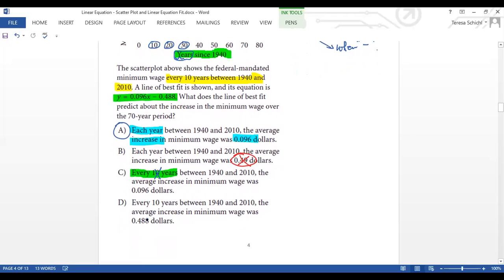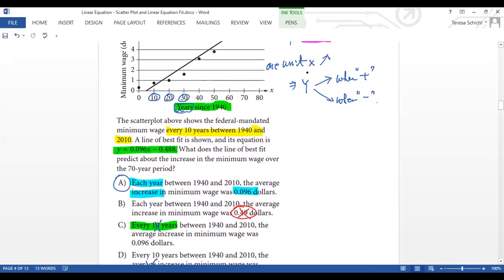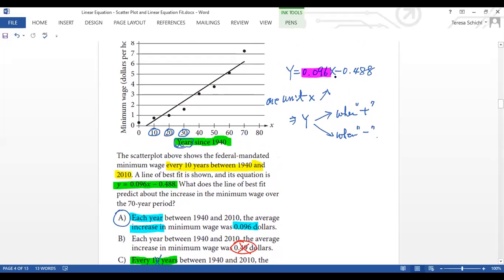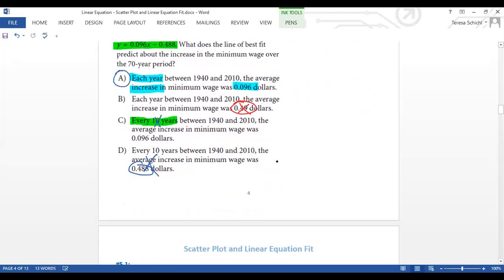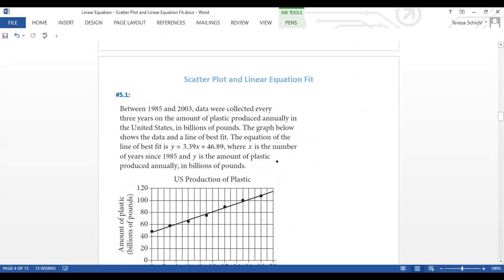Okay, so the same way here, every 10 years, then this is the intercept. So this is not the truth here. If the units of x were 10 years, they should write it out on the x-axis here, but the x-axis still says years. Okay, so now let's take a look at 5.1s here.